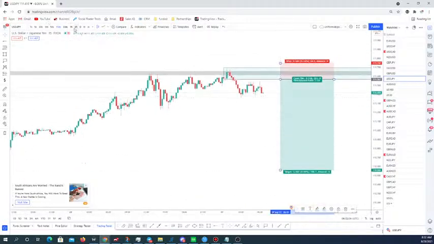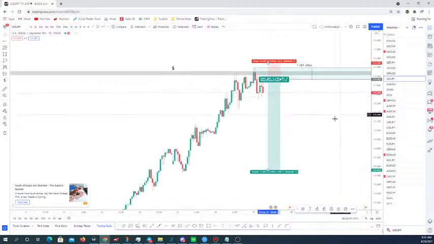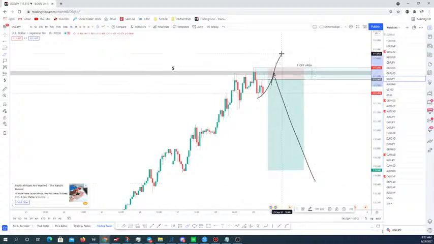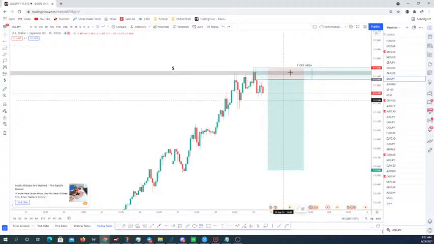So this is how UJ would look. You probably just have to wait for price to come back into this area and then drop down. Potentially we could even get here, take all this liquidity here and then drop down from there. So that's how I would approach UJ.